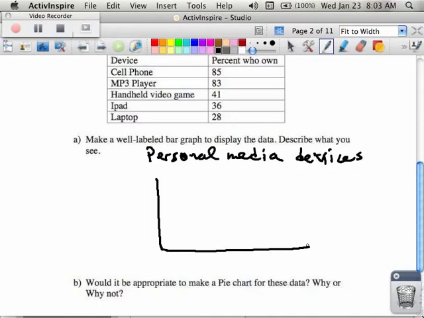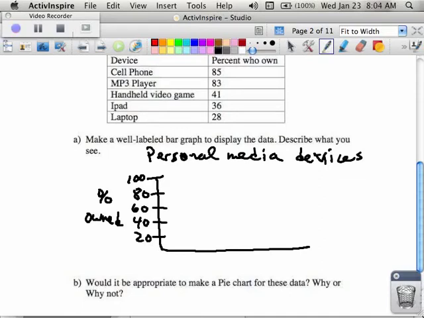And then since it's out of 100%, I'm going to make my top bar 100% and then maybe go up by 20s. And label so that the reader of my test knows that I have a scale on my graph. I would call this the percent owned, I guess. And then down across the bottom, of course, would be the different devices.